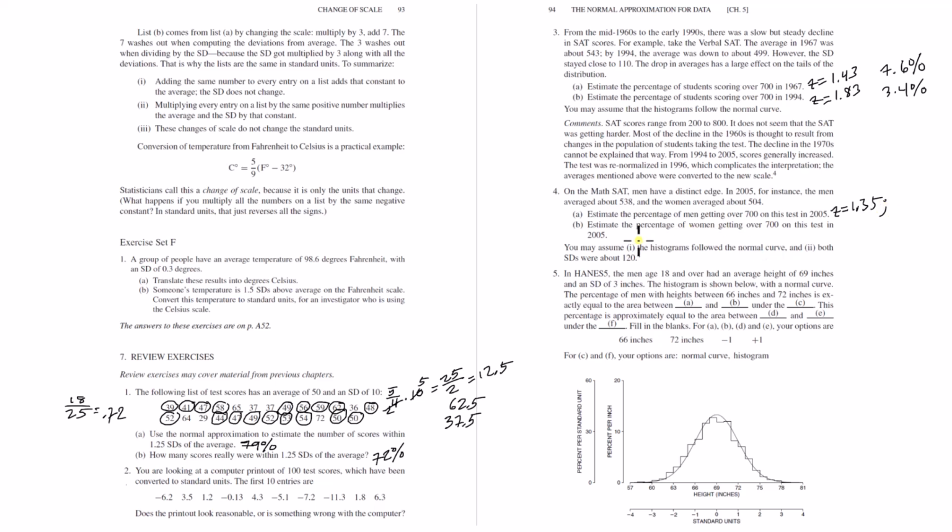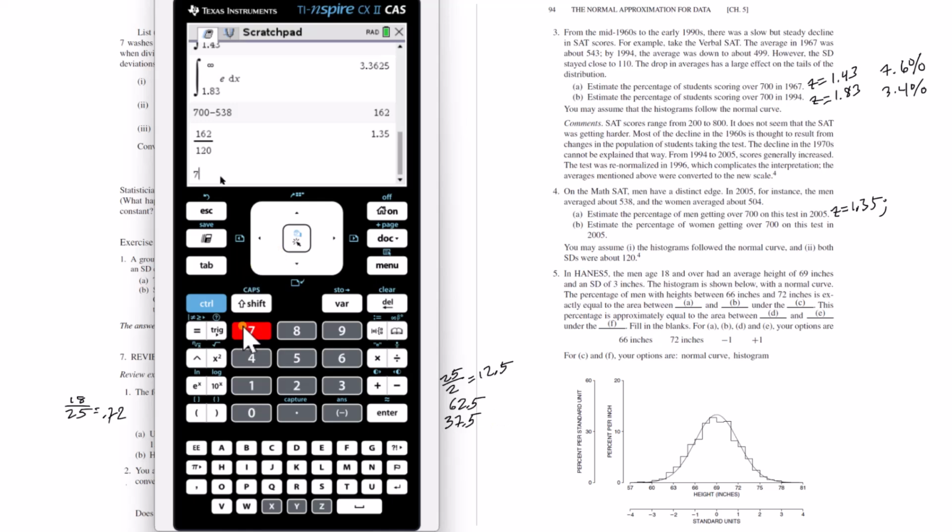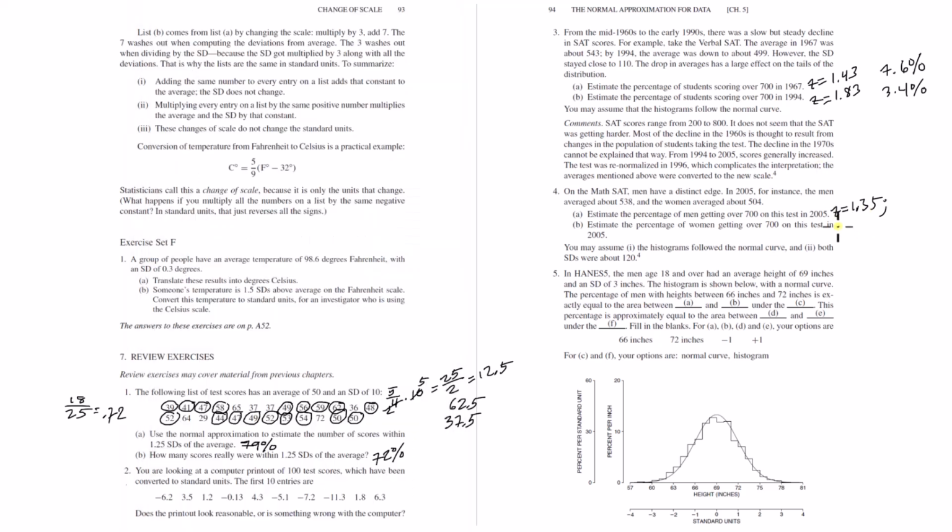Okay. Women getting over 700 on the test in 05. Let's do the same thing. So 700, and how far above the average is that? The women's histogram was 504, same standard deviation, 1.63.